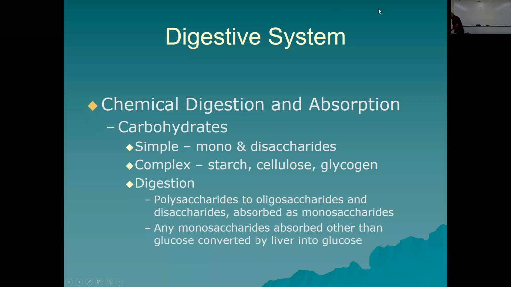All right. Let's finish up the digestive system, digestion 3. We left off here, chemical digestion and absorption. We'll look at the nutrients that we eat and how they are broken down, how they are absorbed, and this will lead us right into the nutrition chapter.